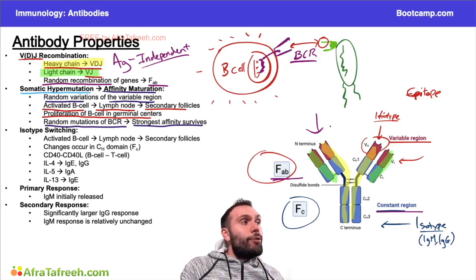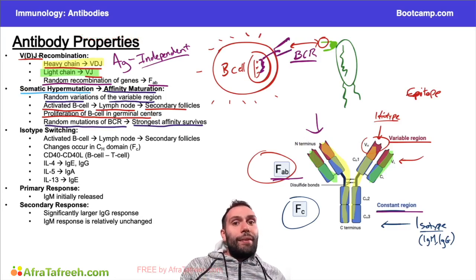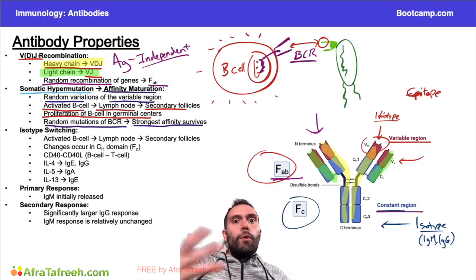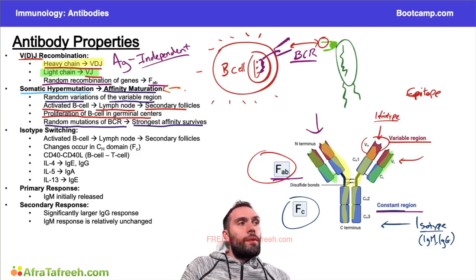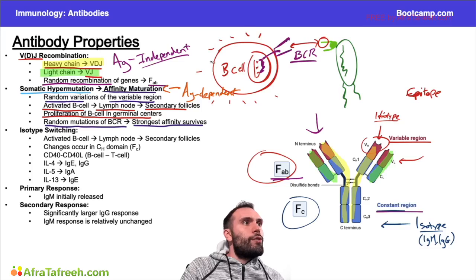Now, that's different from VDJ recombination. With VDJ recombination, we're just mixing up stuff. We don't know what we're doing. We're just shuffling genes everywhere, and we're just trying to make a diverse pool of B cells. With affinity maturation, we're looking for something that is already bound to its antigen. We just want to make that binding stronger. And for that reason, this is going to be antigen dependent. Okay, so this is going to depend on the antigen that binds to it. That's what's going to trigger this whole process.